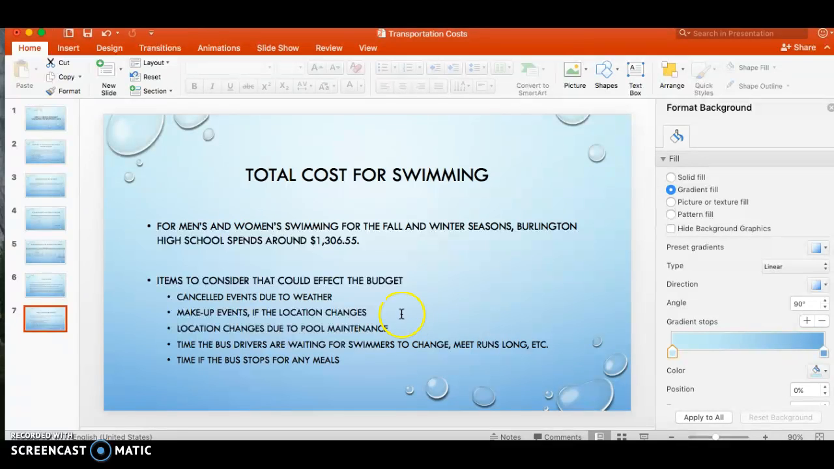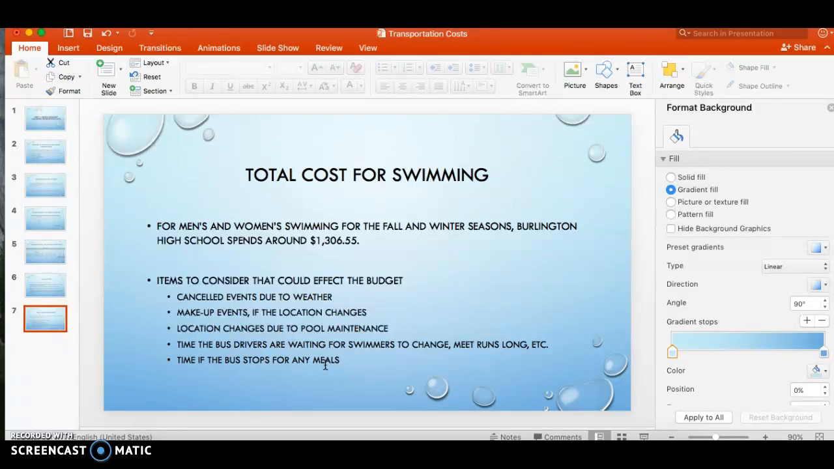And then also one thing to calculate in would be, depending how far the drive is for the team, if the team decides to stop for any meals, that's also going to add on to the hours in which the bus driver is with the team. And for Burlington High School, since they're paid on an hourly basis, that does increase the total transportation cost.